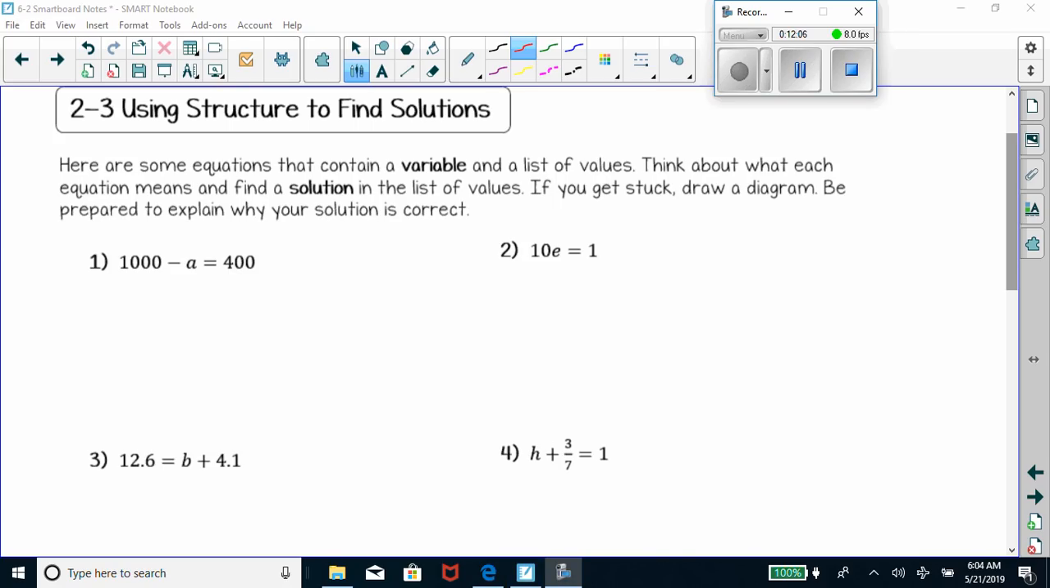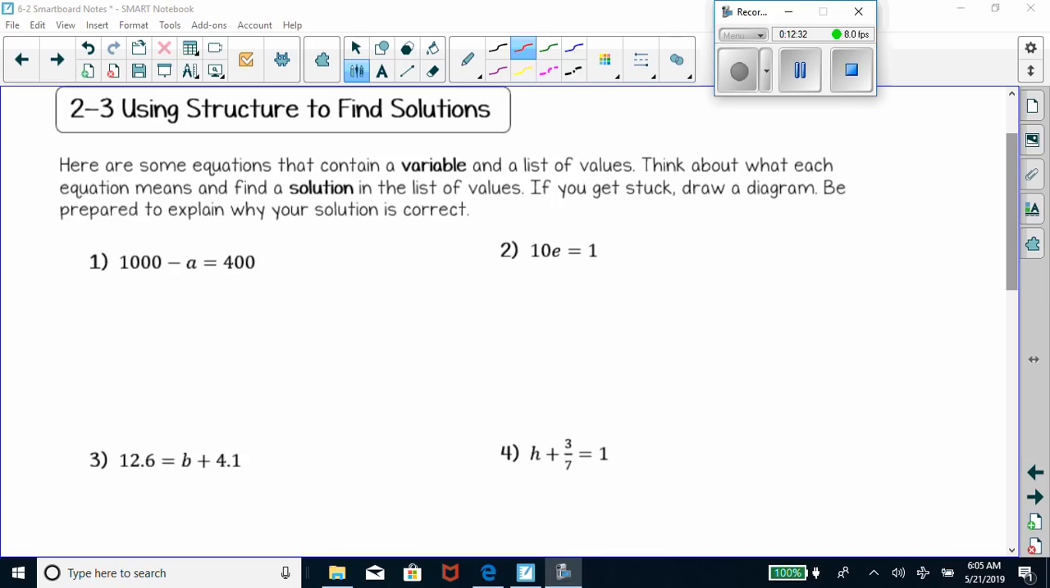All right, now we are moving on to activity 2-3, using structure to find solutions. Here are some equations that contain a variable and a list of values. Think about what each equation means and find a solution in the list of values. If you get stuck, draw a diagram. Be prepared to explain why your solution is correct.